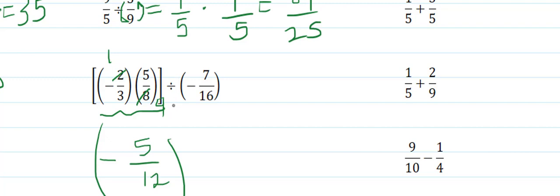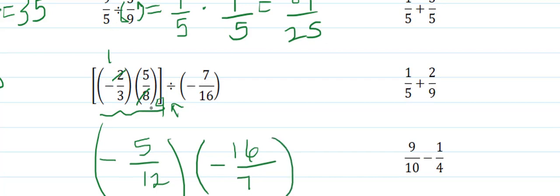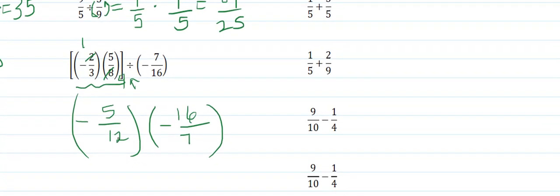When I'm dividing, I'm going to flip and multiply. And even from here, I can see I could divide out a 4 out of 12 and a 4 out of 16, 4 times 4. And a negative times a negative is a positive, so I get a positive 20 over 21.